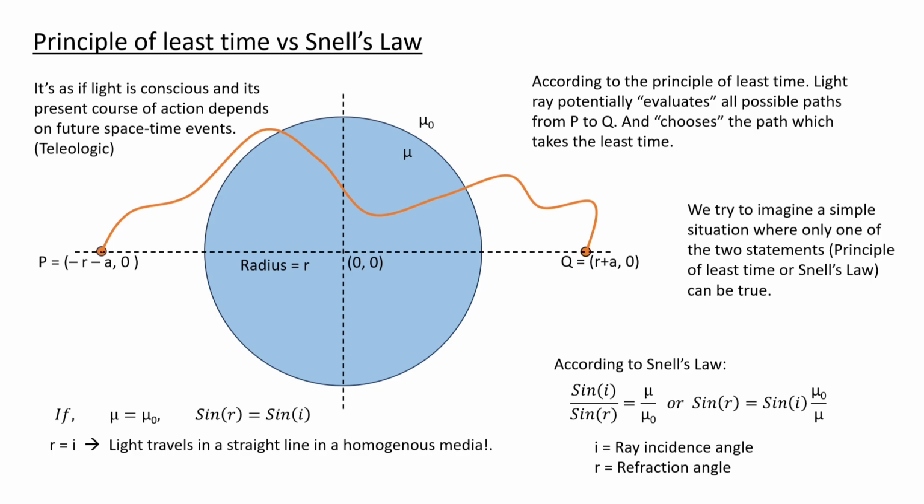One consequence of Snell's law is that if mu equals mu naught, then sin r becomes sin i, so r equals i. This implies that light travels in a straight line in a homogeneous media. So light traveling in a straight line is just a consequence of Snell's law. And when i equals 0, r is also 0. This implies that light travels in a straight line across the media if the angle of incidence is 0.